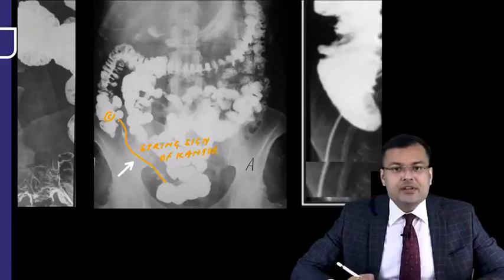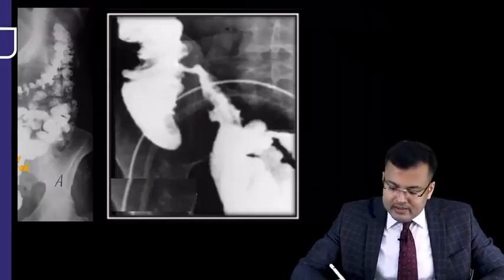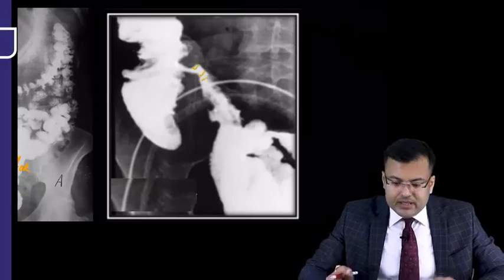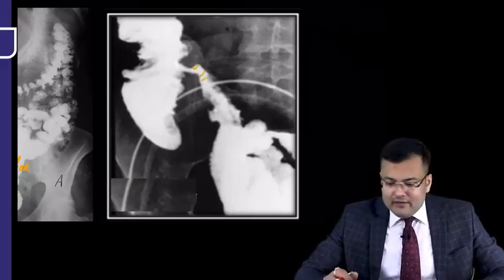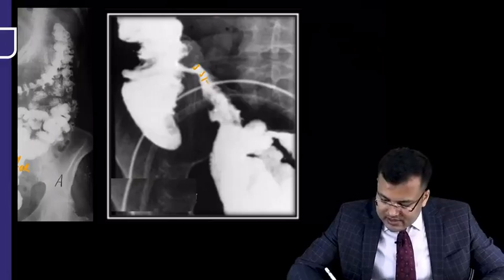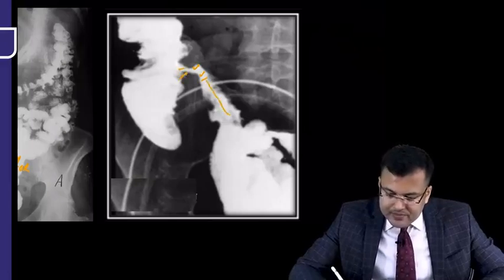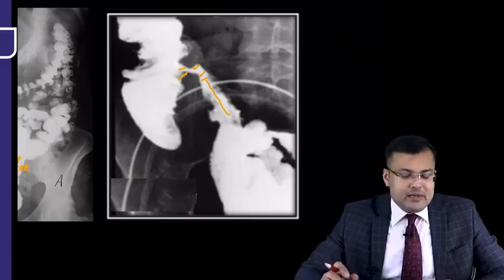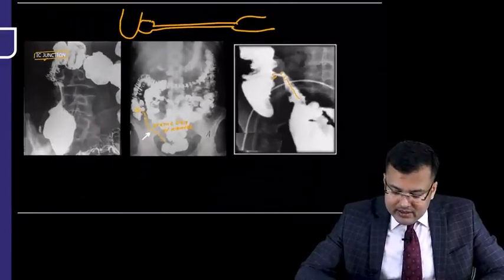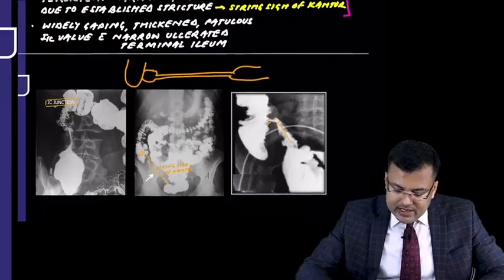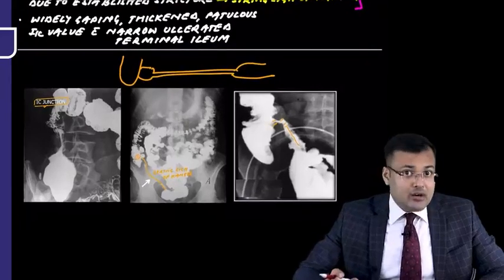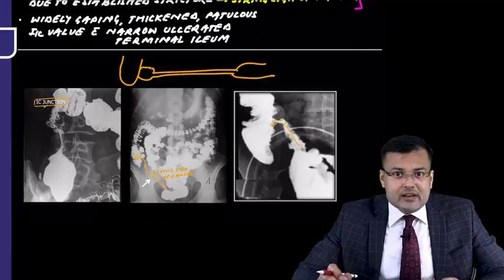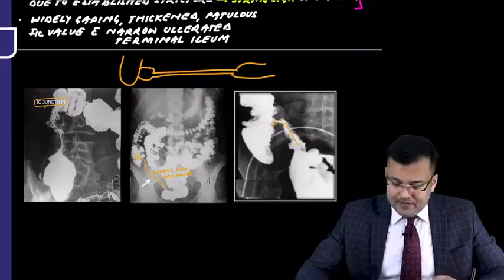Clear? Another feature of GI tuberculosis. In this image you can see there is a widely gaping, thickened, patulous IC valve with narrowed ulcerated terminal ileum. And what is the name of this sign? This is known as the inverted umbrella sign, also known as Fleischner sign. This was asked in a latest exam.